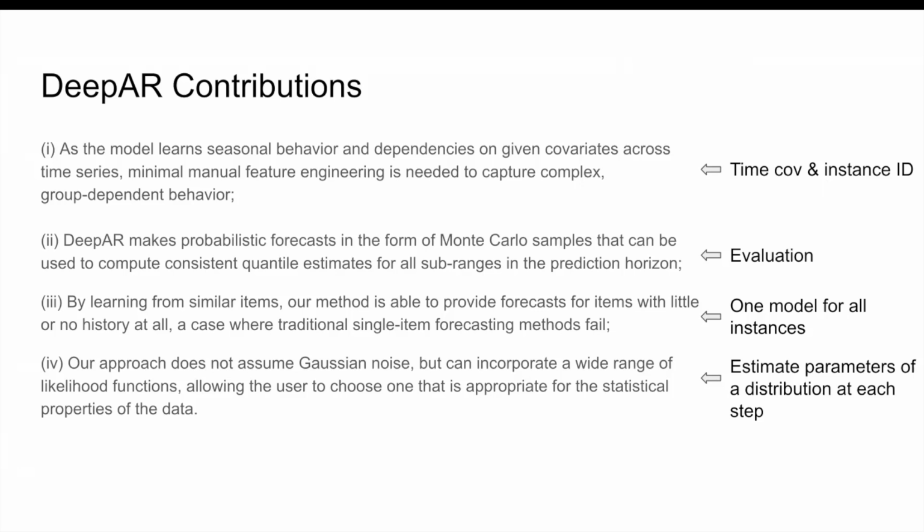So if you have a new instance, which will probably suffer from a cold start problem because you only have a very limited history for that instance, you'll benefit from sharing the weights across other instances. And the last contribution that I listed is that maybe you don't have to assume Gaussian noise. If your distribution is somewhat skewed, then you can try to parameterize a different distribution. And that will make your loss a lot more stable.